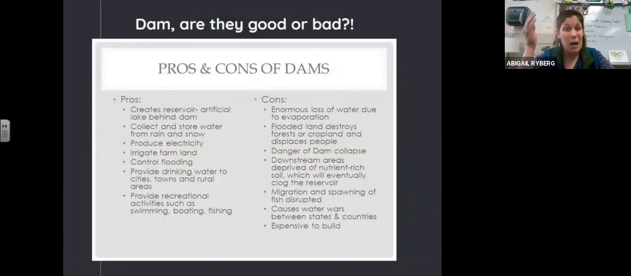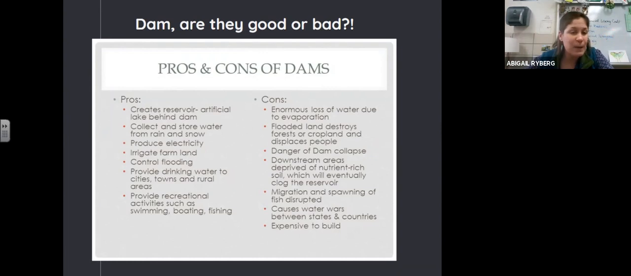But there's lots of cons. So in your notes, I think I just have a couple little areas for you to maybe pause this and write in a couple pros to dams. So we have 80,000 here in the United States. We have lots of dams. So there's lots of pros, but there's also lots of downfalls. Dams are also thought to be somewhat controversial, especially in regions where they're being built.